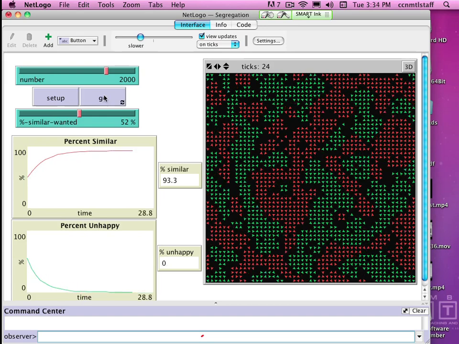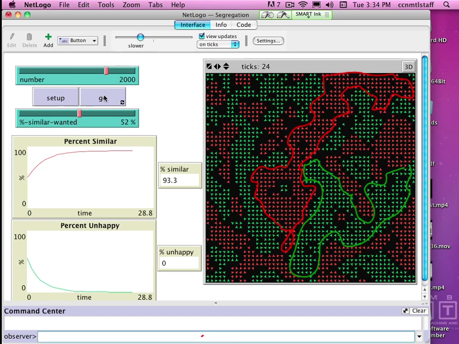It's a very high degree of clustering, and people are getting something on average of 93% similar. You can see these large clusters like this in red, and you can see the same thing for green. Huge clustering. And what's surprising about this, again, just like in the case of 30%, is that 52% isn't really that high of a percent similar wanted, but you're getting a large degree of clustering. In other words, you're finding that people aren't really getting what they want, right?